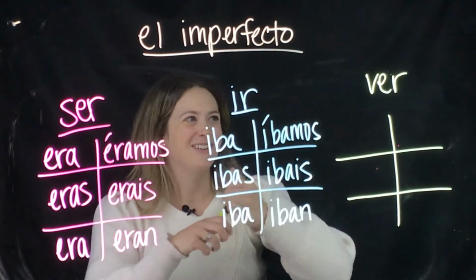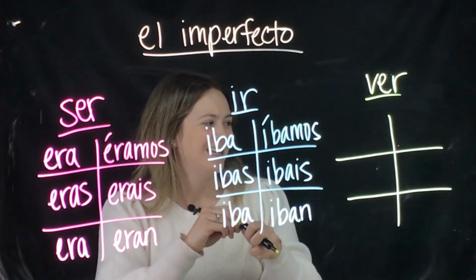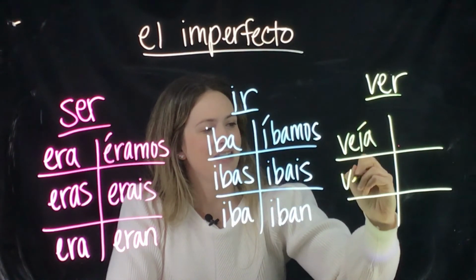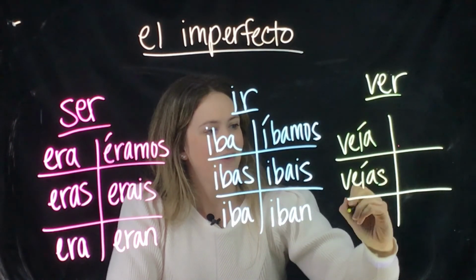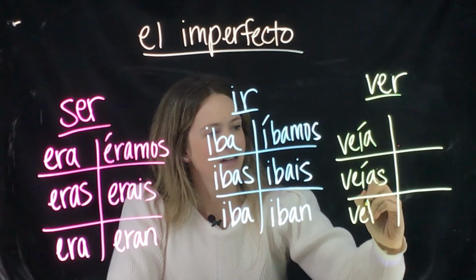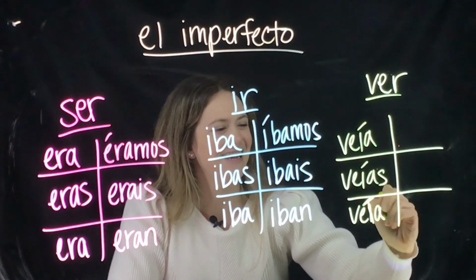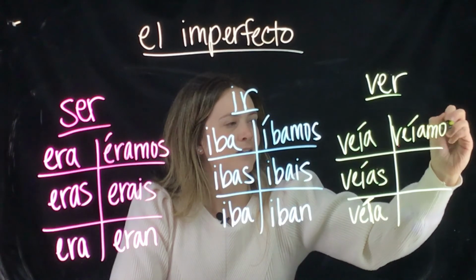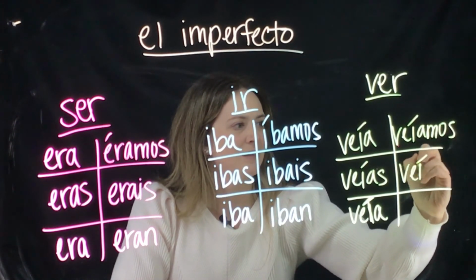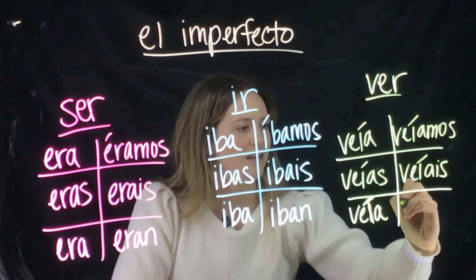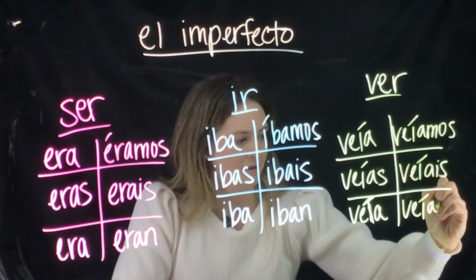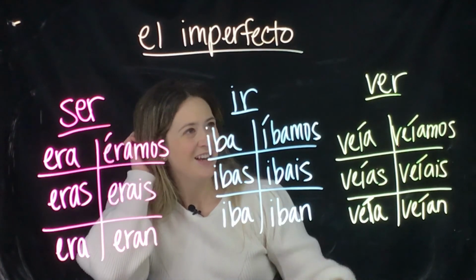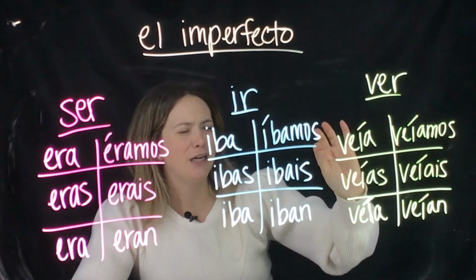Y para ver, to see. Tenemos veía, veías, veía, veíamos, veíais, veían. Y ya está. Now you might be wondering, Señora, isn't that regular?